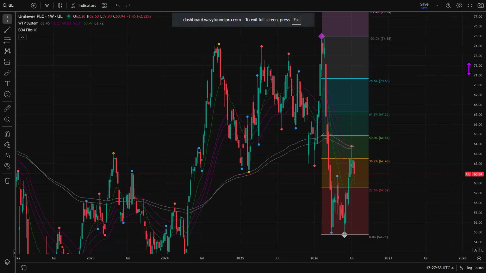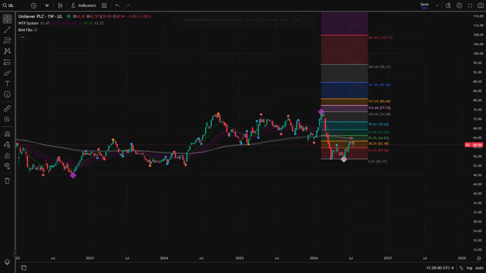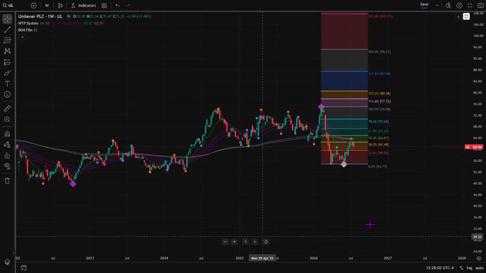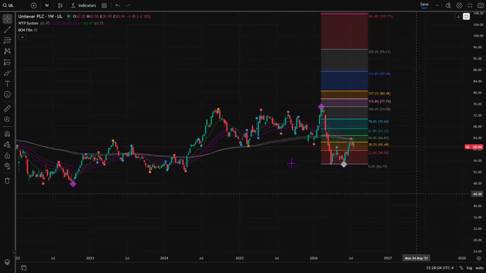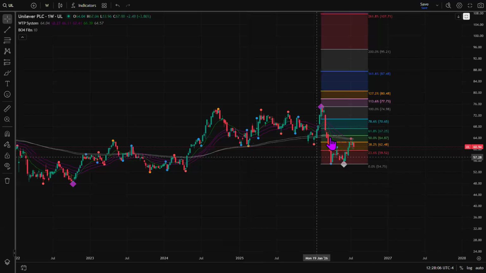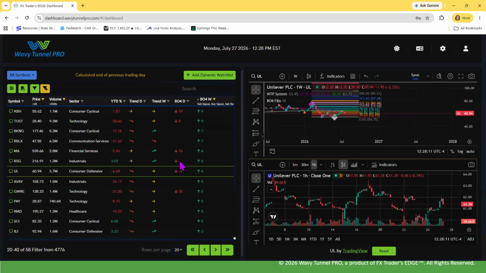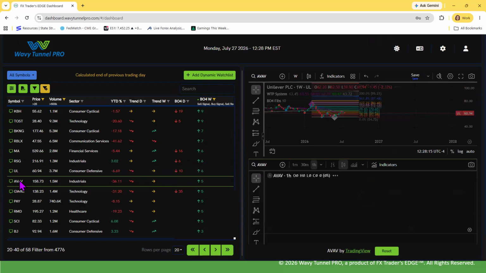Unilever. No, this is a no-go. Look at how weak this looks anyway, and the wave is below the tunnel here. So no, the wave is in the tunnel, but it's heading below. Let's look at the next one.